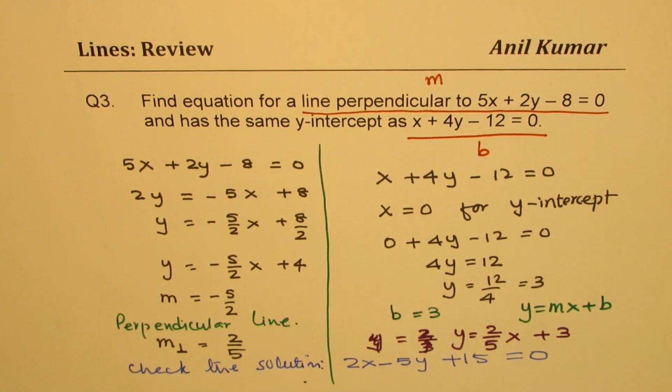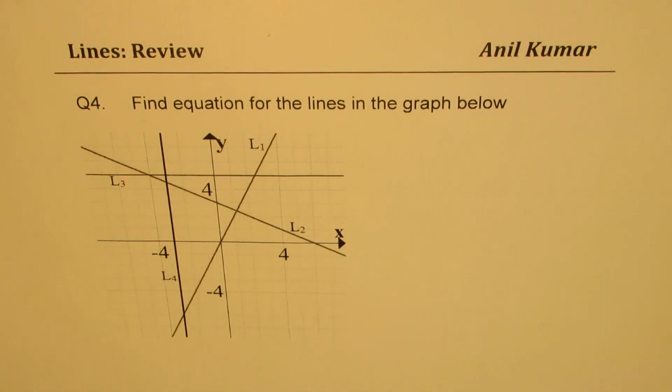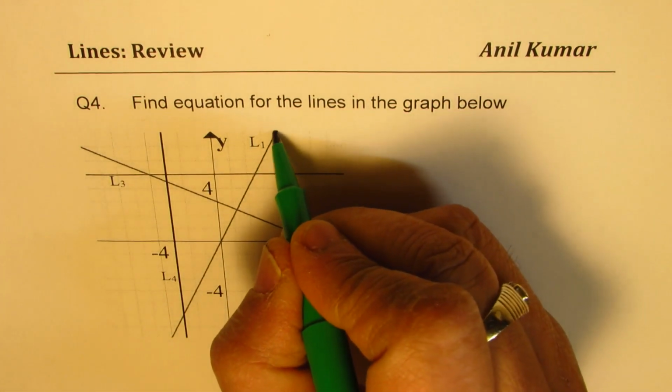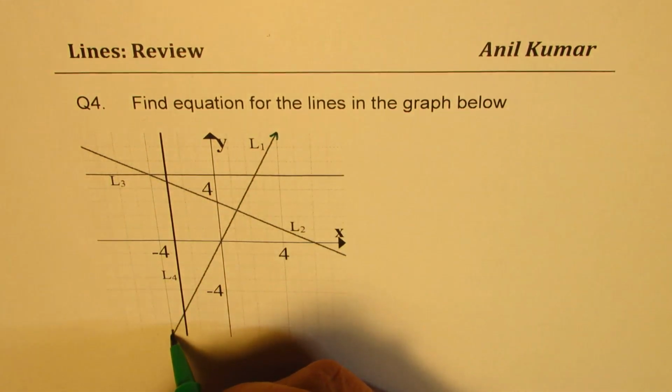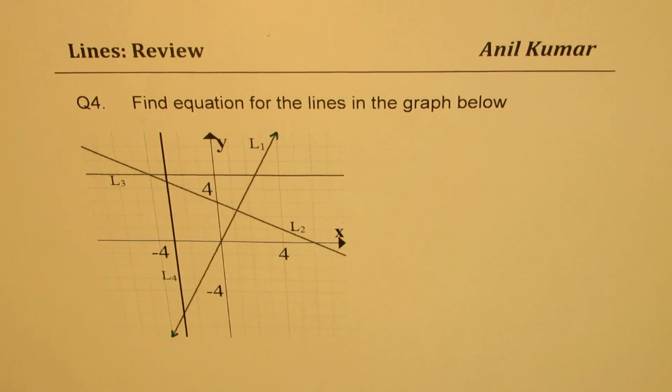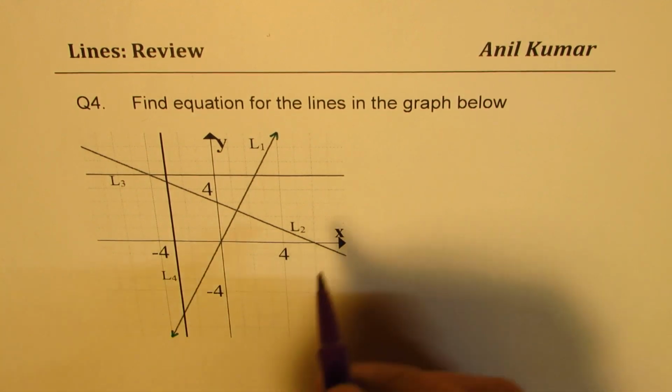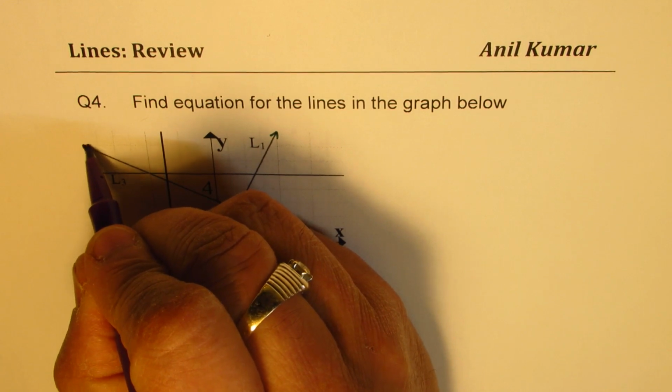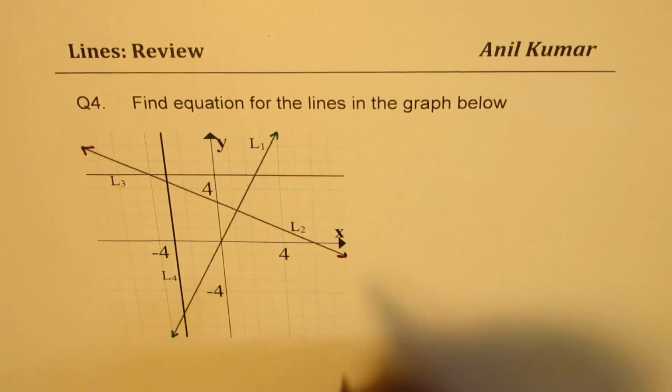Let's move on and take up question number 4. Find the equations for the lines in the graph below. So we have 4 different lines here. Let me mark them. This is the first line, L1, correct? And then we have line number 2, which is this one.